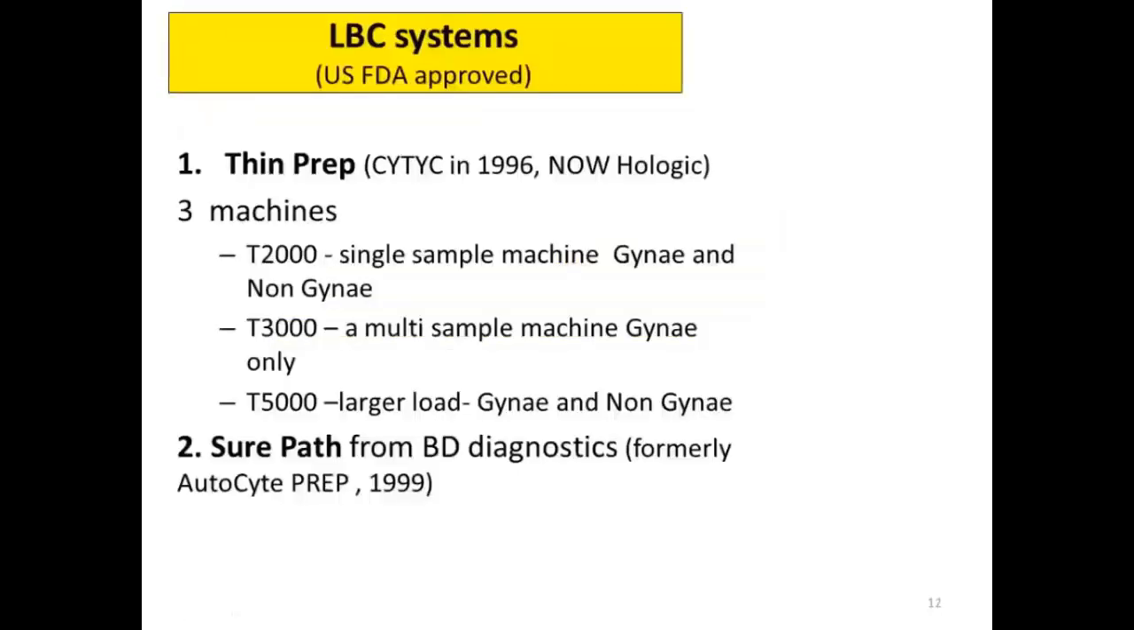The initial machines that were approved by the US FDA, the first one was ThinPrep, which was approved in 1996, marketed by Cytyc and now marketed by Hologic. They have gone a long way to improve their machines. The initial device was the T2000, which was meant to process only single samples at a time. However, the current version can take a larger load of 20 slides at one time and process both gynae and non-gynae samples. Later on, in 1999, the SurePath system was approved.